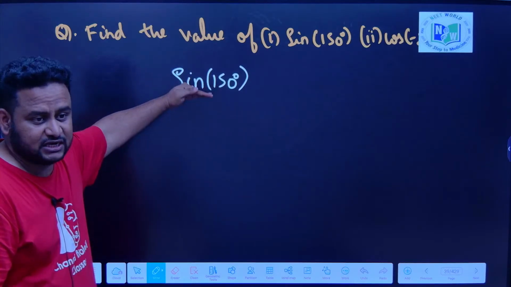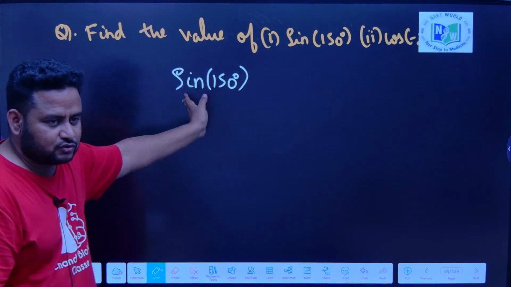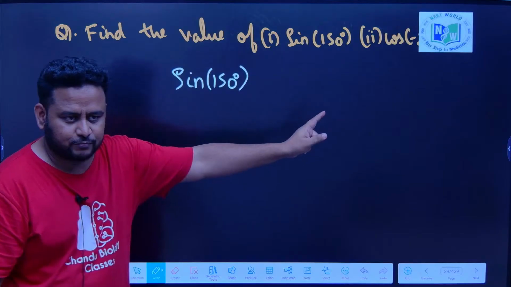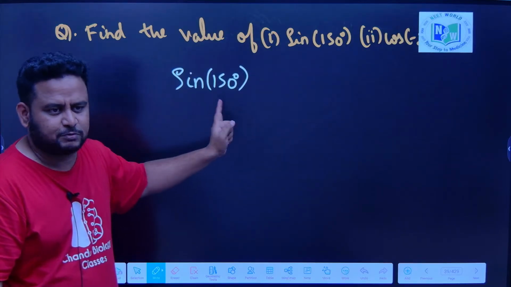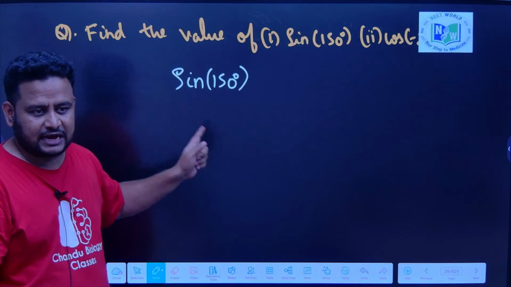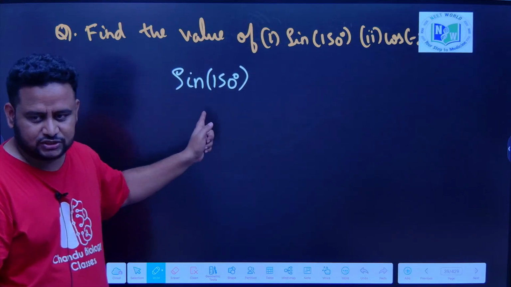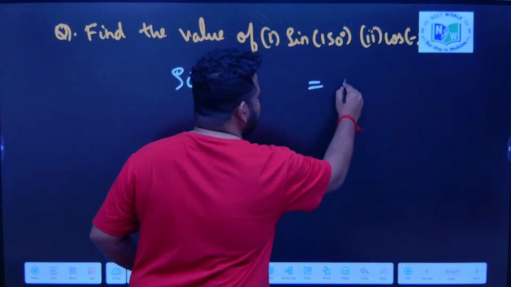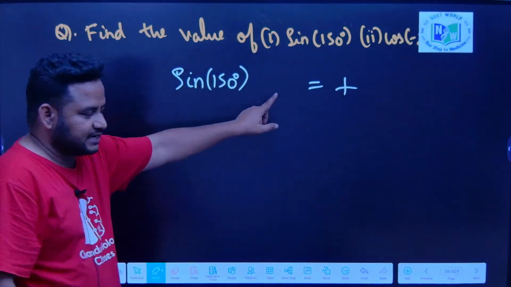You have to look at the original angle. Original is 150 degree. So whatever value comes will be positive or negative? Sine in the second quadrant is positive. So whatever answer I get should be positive, because sine is positive in the second quadrant.